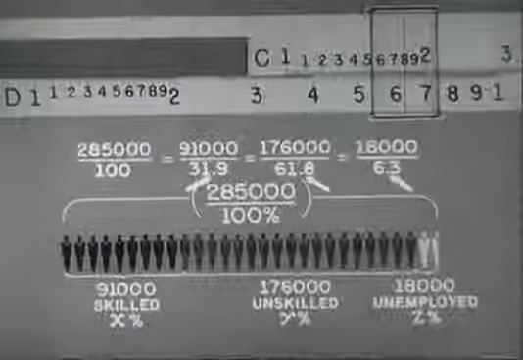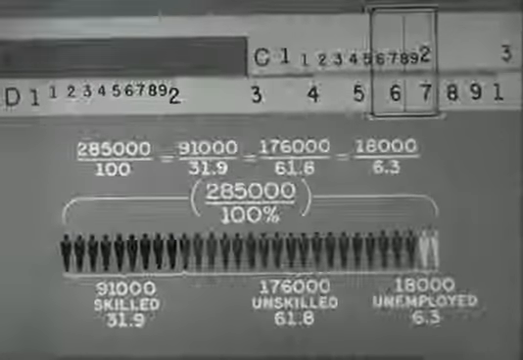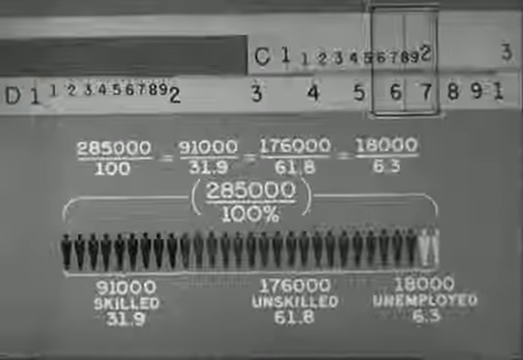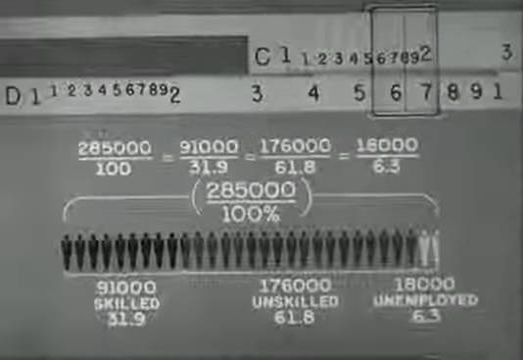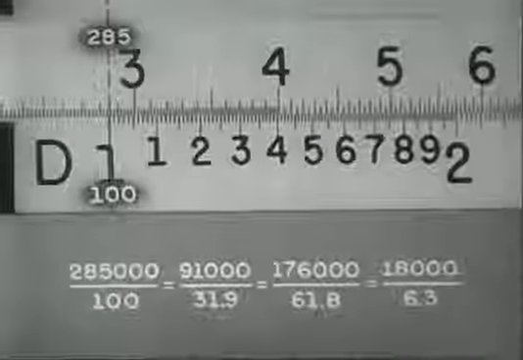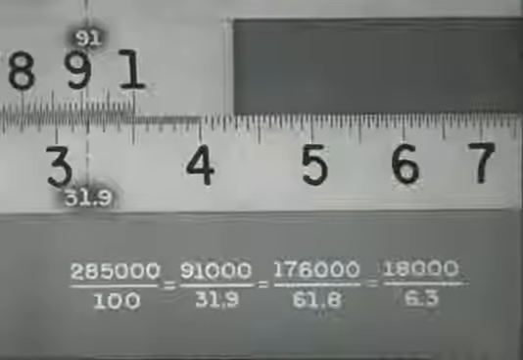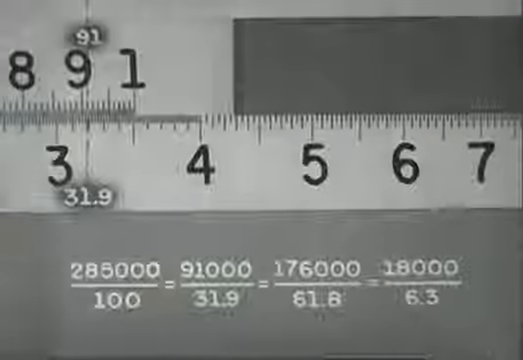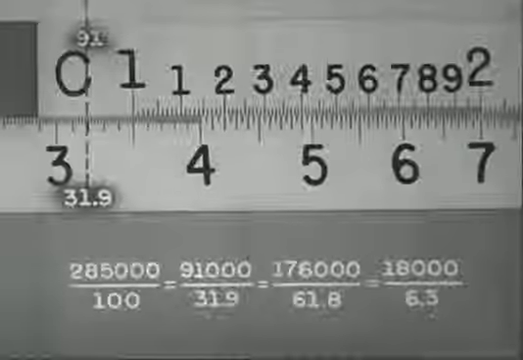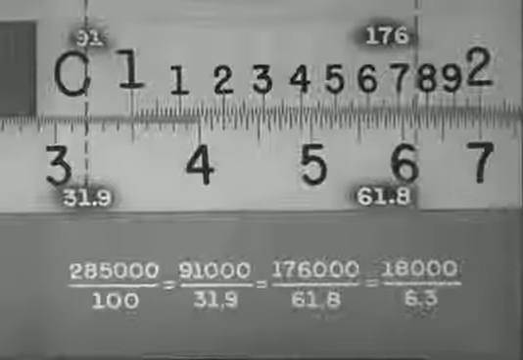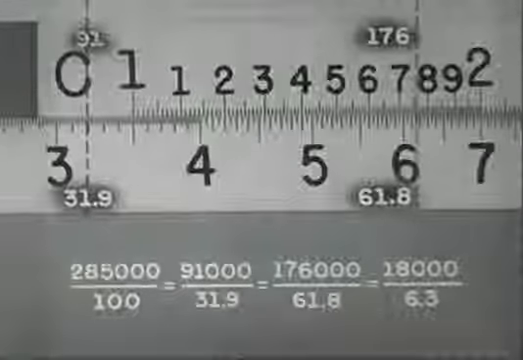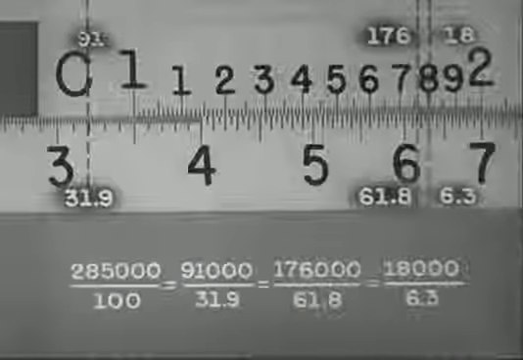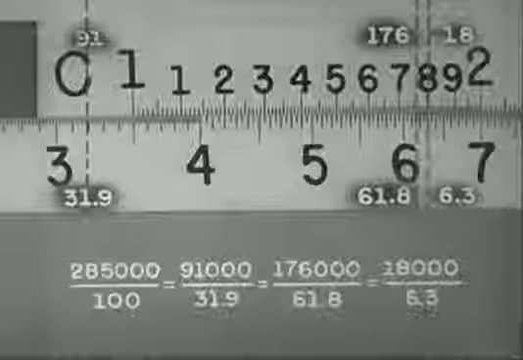As a final step, add the decimal points. Notice that with any setting of the rule, all coinciding readings are in the same ratio. With this setting, 285 is to 100, as 91 is to 31.9, and with a change of index which leaves the ratio unchanged, as 176 is to 61.8, as 18 is to 6.3. With this setting, 4 is to 2, as 6 is to 3, as 8 is to 4, and so on.